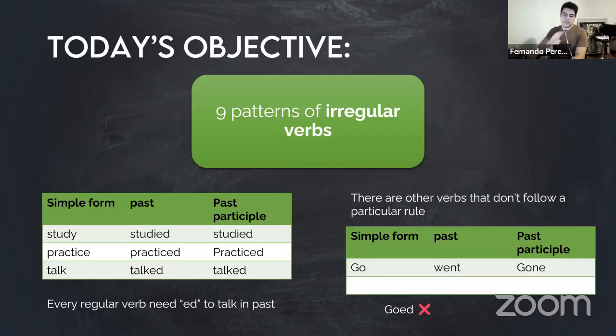So we have words like, for example, know, that in past is knew. And then in past participle, known, which is like, oh my God, it's very different. You know, of course, the word knowed doesn't exist.